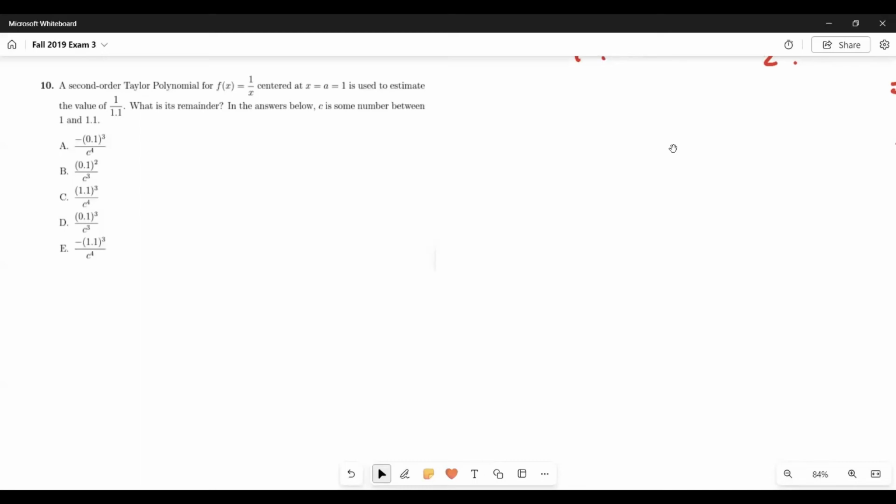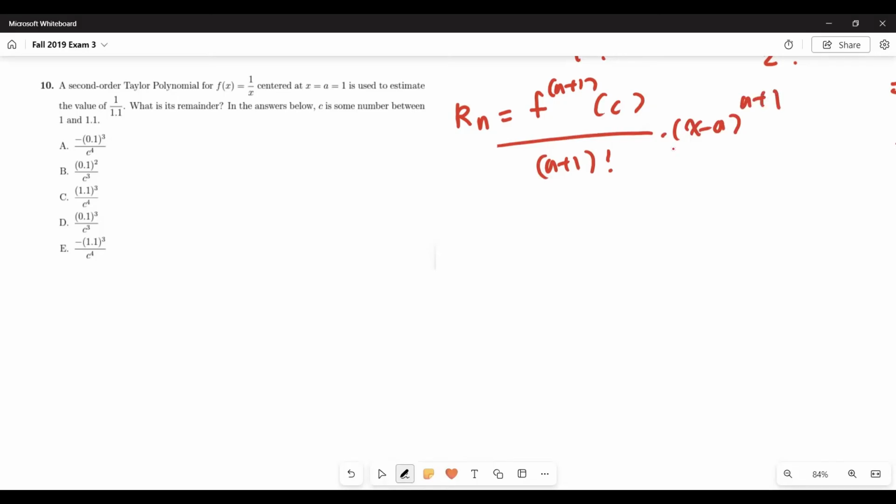Okay, this question asks what is the remainder of the second order Taylor polynomial. So the remainder function is R_n(x) = f^(n+1)(c)/(n+1)! (x - a)^(n+1). In our case, we don't know the c, but we know that it's the second order, so n is equal to 2. So this becomes the third derivative of c over 3!, and a is 1, so (x - 1)^3.